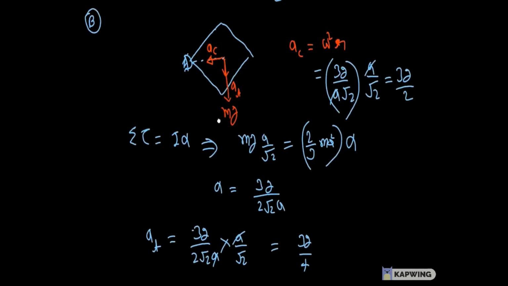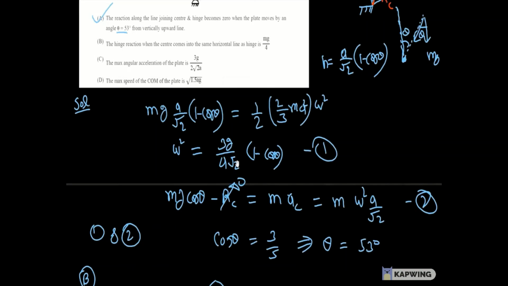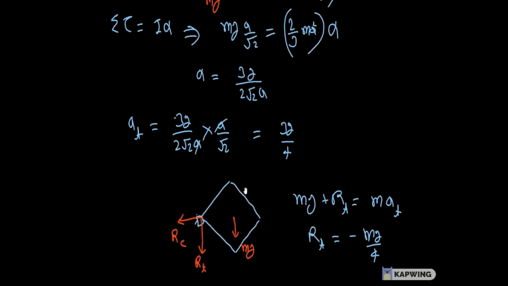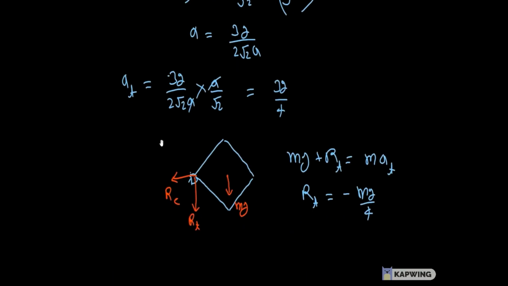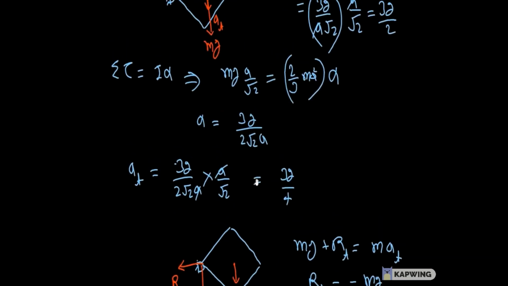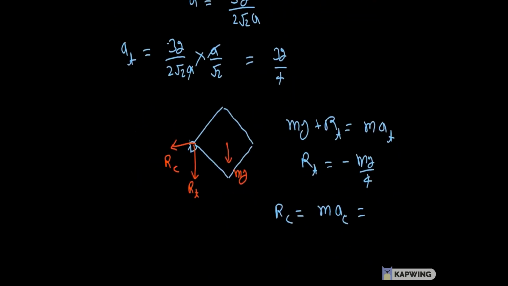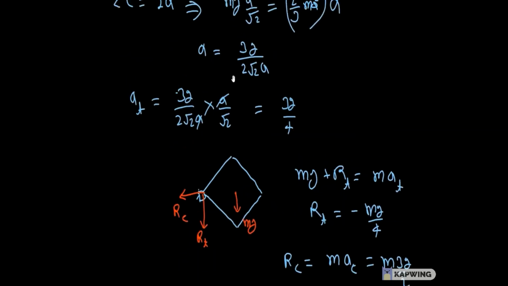But if you see in option B, the hinge reaction when the center comes in the same horizontal line is given as mg by 4, but that is only RT, one component. And to calculate RC, we will use the equation RC is equal to m AC, and the value of AC is 3g by 2. So RC will become m into 3g by 2. So the net hinge reaction will be the resultant of both, under root RT square plus RC square. So we can say that option B is wrong.